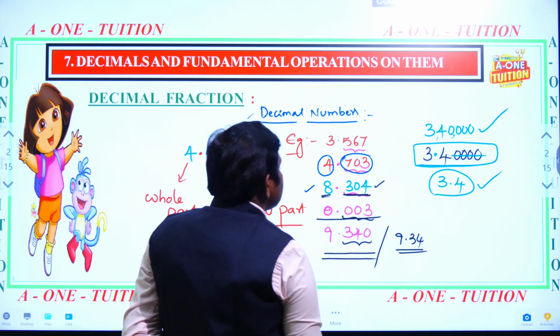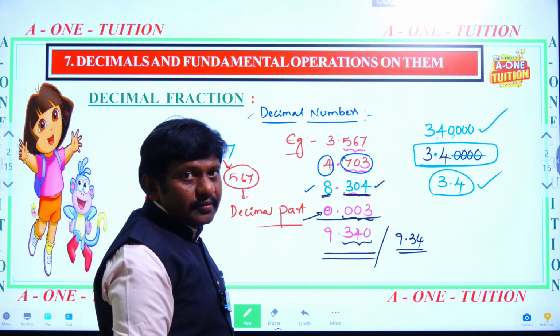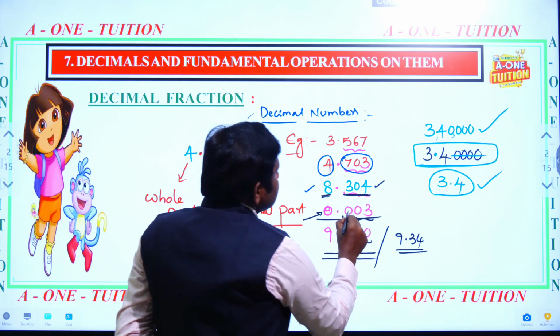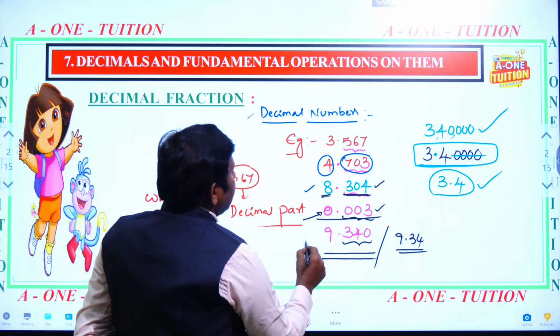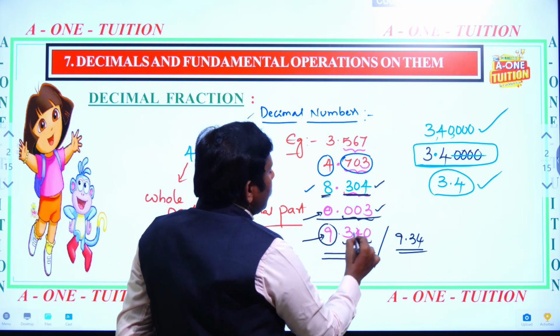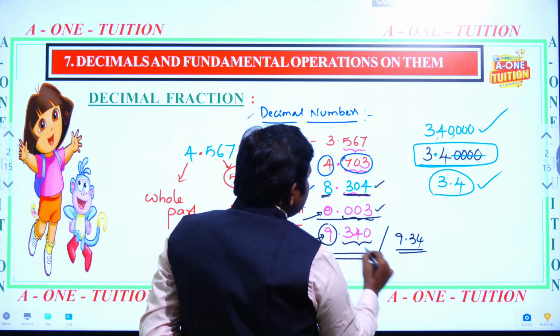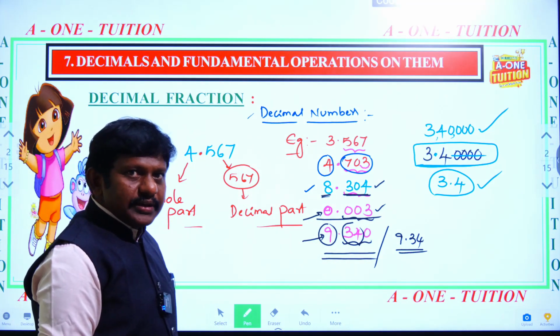So in this, what is the whole part? The whole part is 0. Remember that 0 is also a whole number. Then the decimal part 0003. Then here, what is the whole part? 9 is the whole part. Then what about the decimal part? Exactly, the decimal part is only 34. No need to carry the 0.